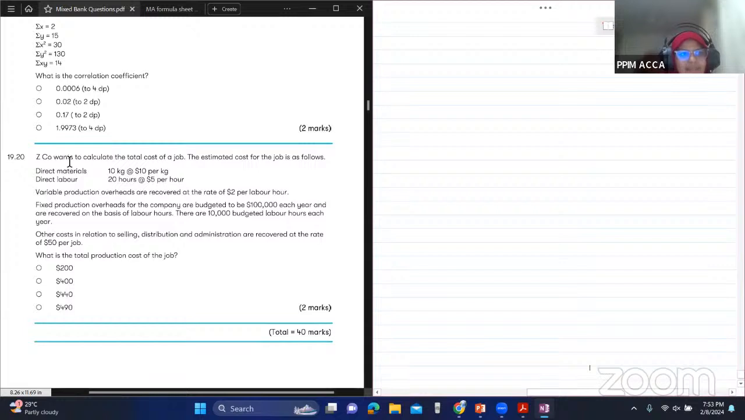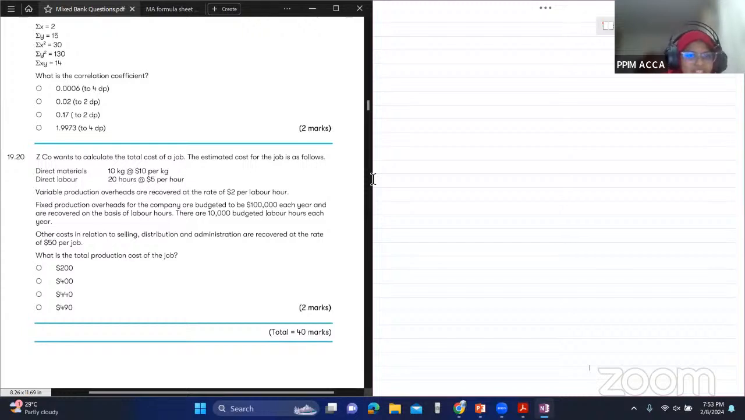Let's move on to the next one. It's saying Z company wants to calculate the total cost of a job. The estimated cost for the job is as follows. We have direct material, 10 kilos at $10 a kilo. And direct labor is 20 hours at $5 per hour. Variable production overheads are recovered at the rate of $2 per labor hour. Fixed production overheads for the company are budgeted to be 100,000 each year and are recovered on the basis of labor hours. There are 10,000 budgeted labor hours each year.